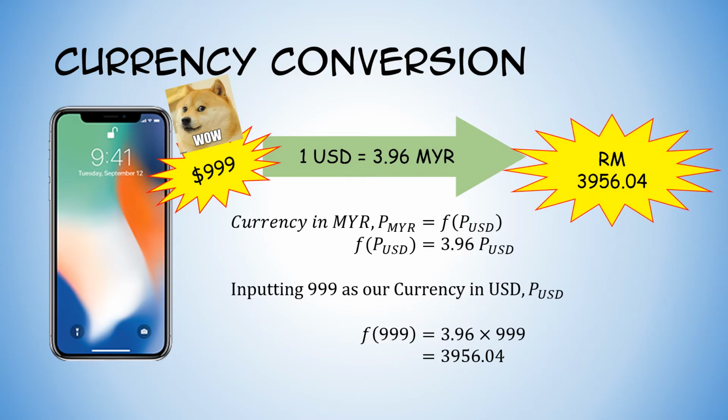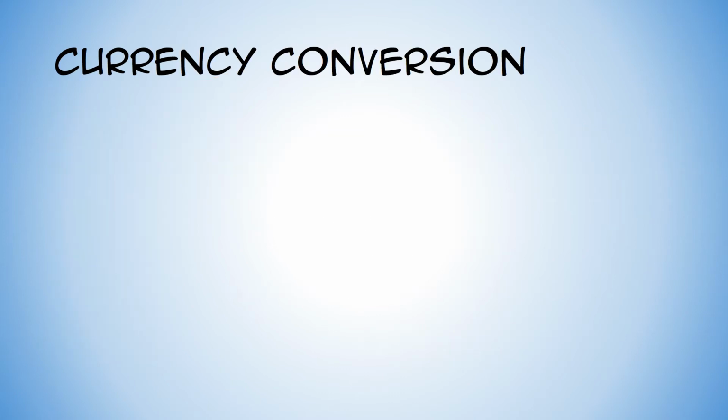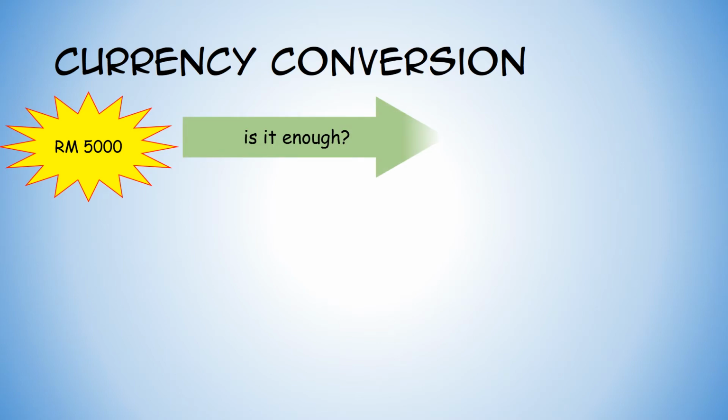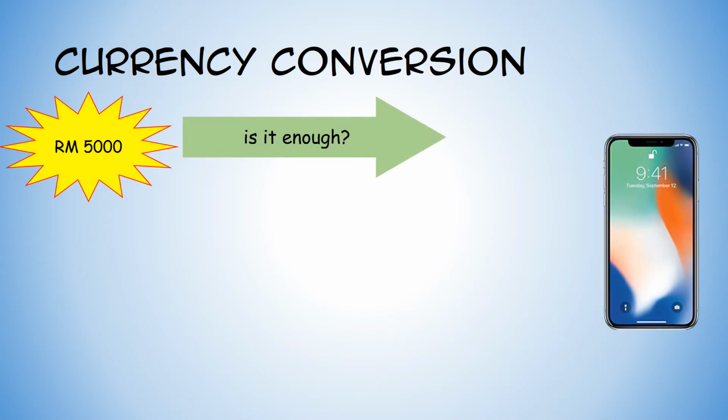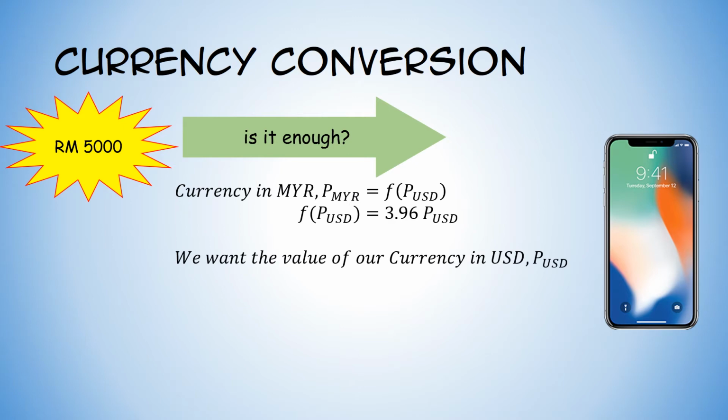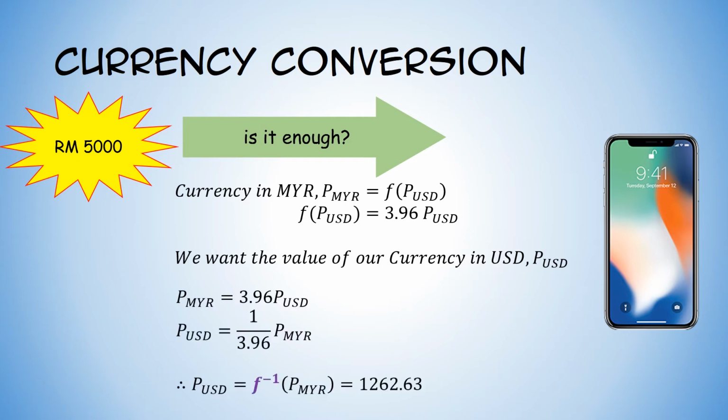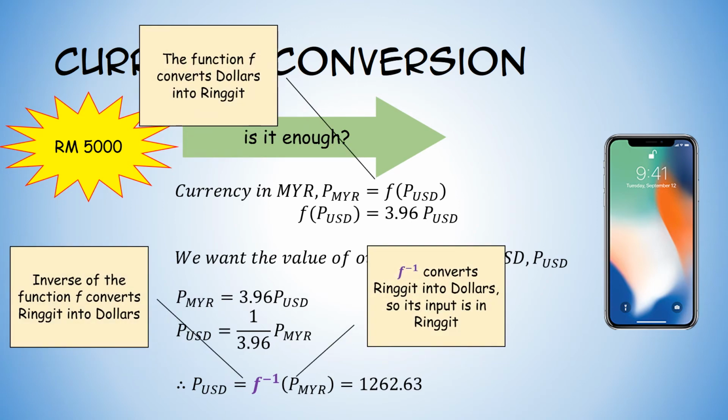Turn the question around and imagine that you now have 5,000 ringgit, and you're wondering whether you have enough money to buy an iPhone X from the States. It's also pretty easy to find out, because you just do the reverse calculation. At first we were interested in P_MYR, but now we are interested in P_USD. So we just rearrange the equation with P_USD on the left side and everything else on the other. In other words, you just need to switch the object and image around to find the inverse of the function f. And notice that you'd have enough money, yay.